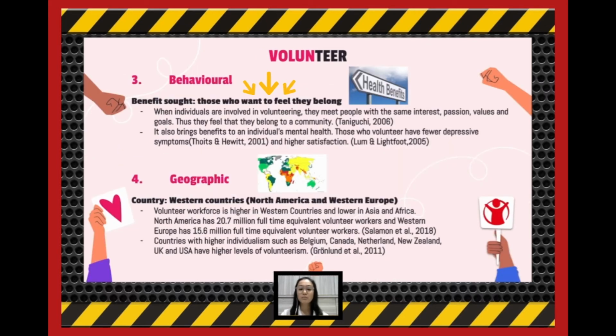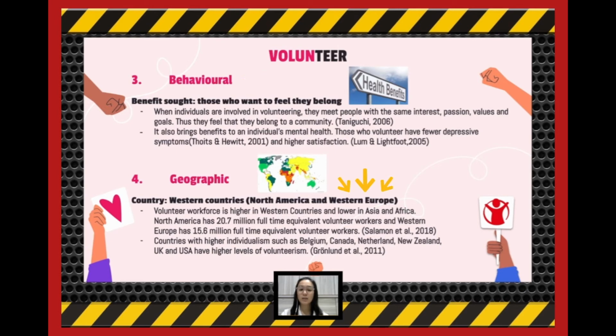In behavioral, those who want to feel that they belong will volunteer more, as when they volunteer, they meet people with the same values, goals, interests, and also passions. Thus, they feel that they belong to a community. Moreover, the effort and passion that is put into the organization is appreciated and not taken for granted. It is also found that those who volunteer have fewer depressive symptoms and higher life satisfaction.